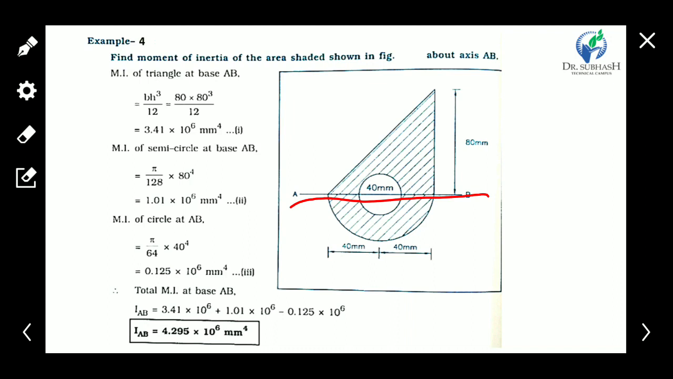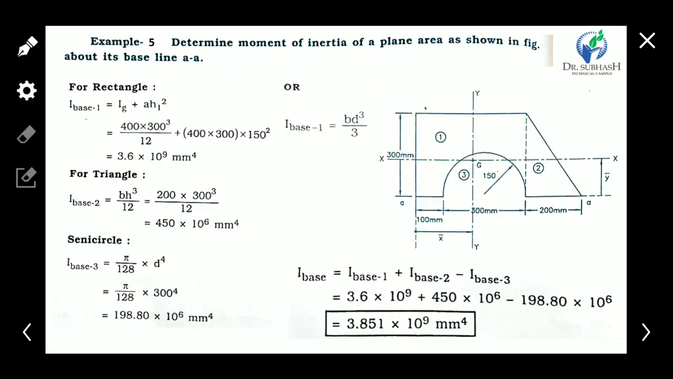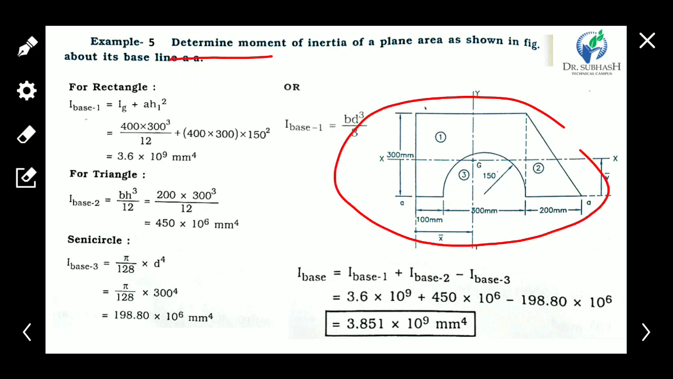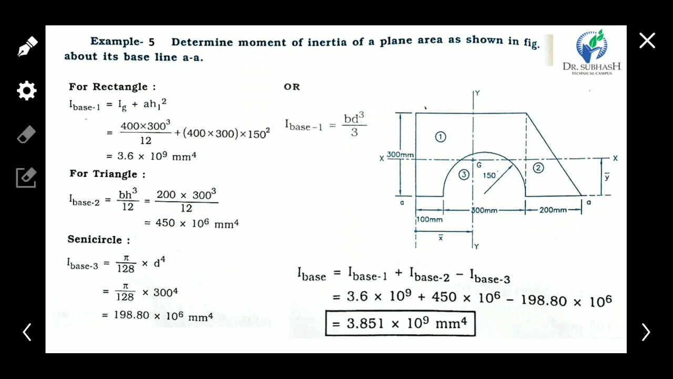Okay, so let's go to another example. Here we have to find out the moment of inertia of this area. Determine the moment of inertia of the plane area shown in the figure about the baseline AE. The baseline is AE. So about that we have to find out the moment of inertia of this given area.